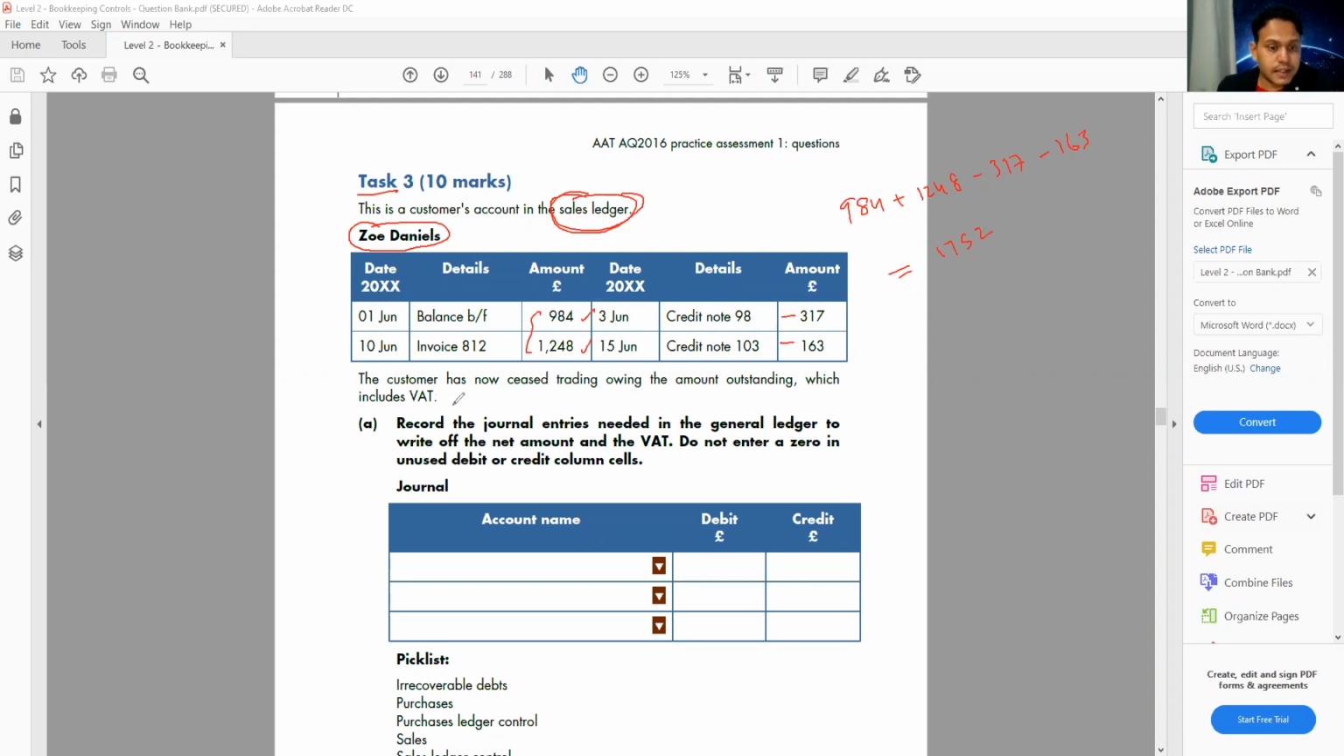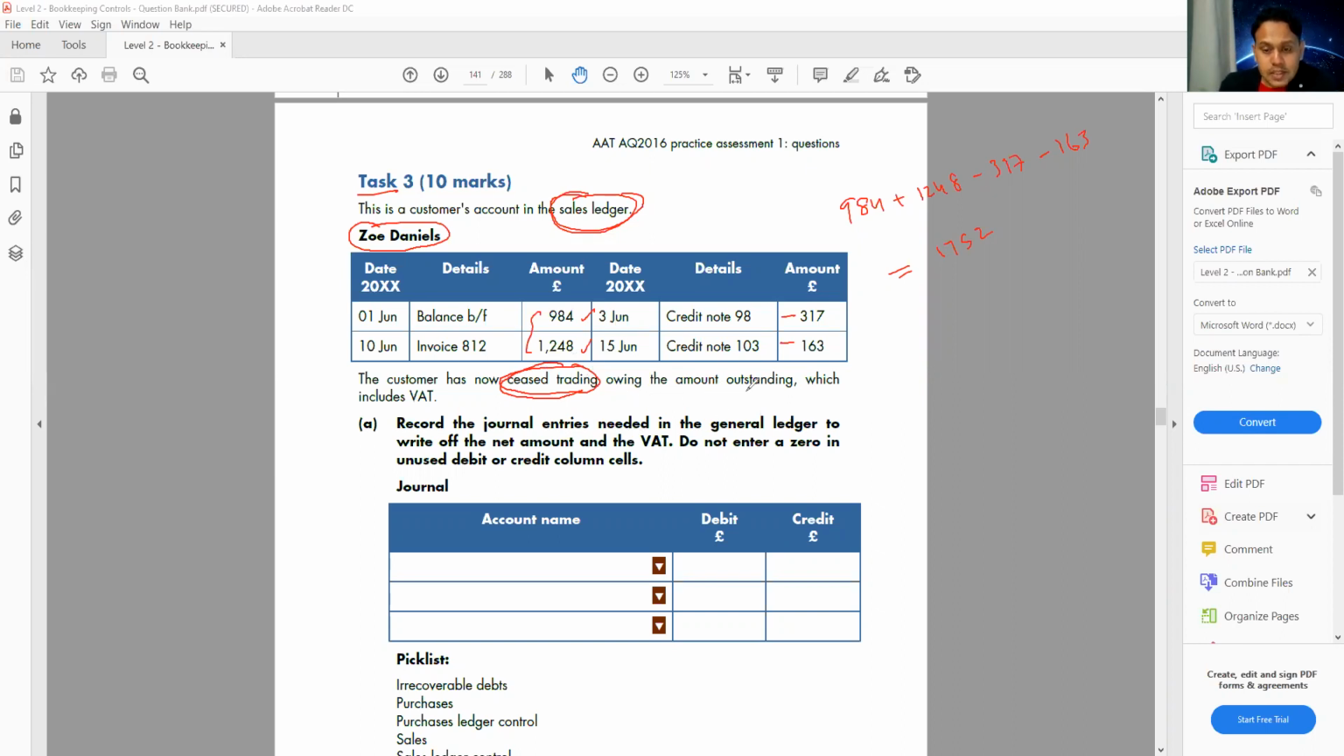Okay, what is the question here? The customer has now ceased trading. If you see these words, ceased trading, that means he shut down his business. He is not doing business anymore, and if the customer doesn't do any business, remember he cannot pay you. He will tell you, I cannot pay because I closed the business. As soon as you see the words ceased trading, you need to understand we talk about irrecoverable debt, because the customer cannot pay you.